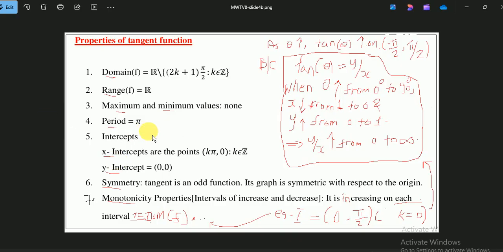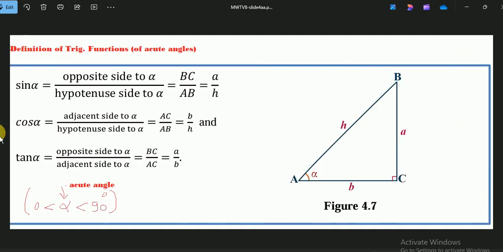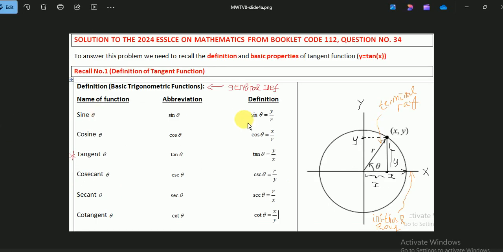Where does the graph of tangent intercept the x-axis? That means when y is 0. What do we get when y is 0? When the value of the function, tangent, is 0. That y means, by the way, not this y.